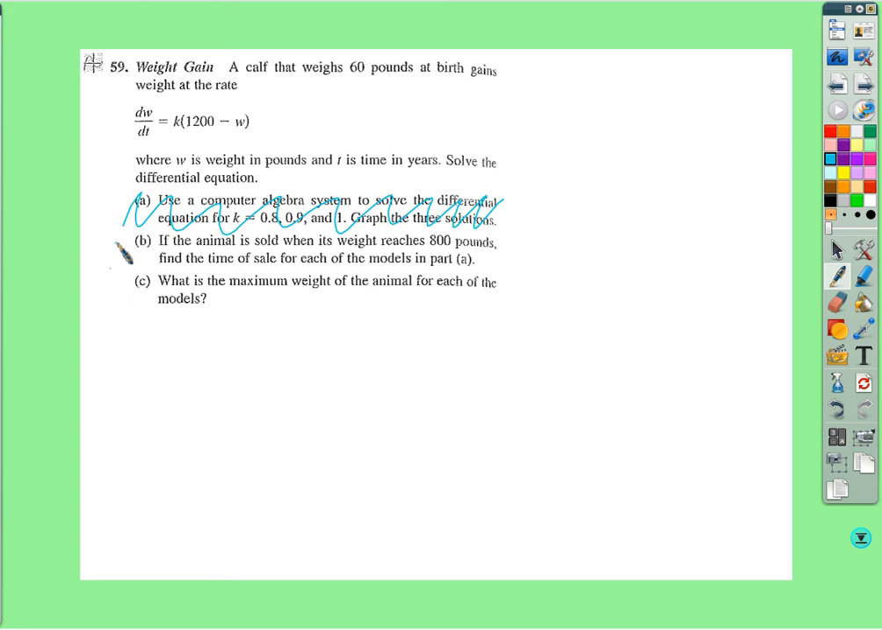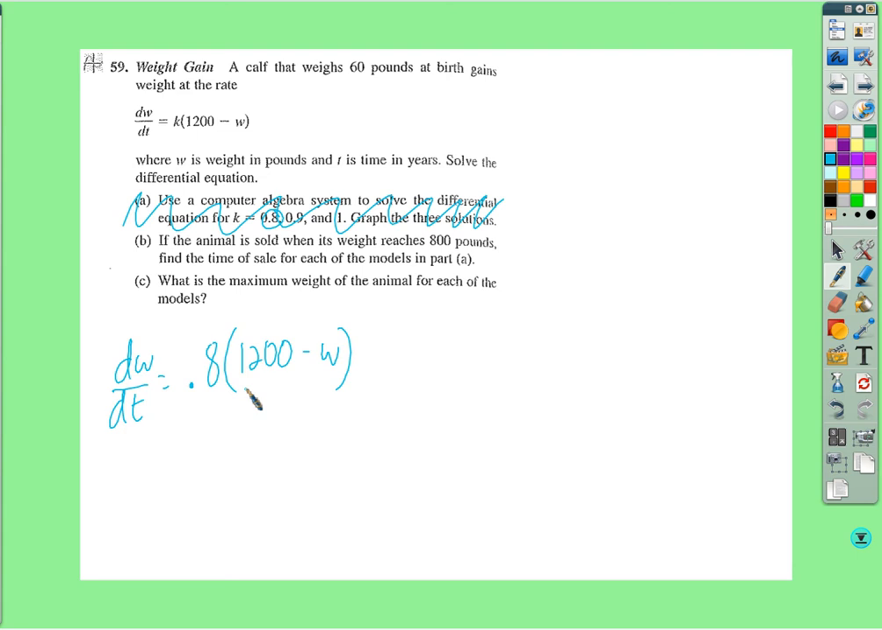If the animal is sold when its weight reaches 800 pounds, find the time of sale for each of the models in part A. We'll do it for one of them, and you can apply it to the rest, because it's the same process with different numbers. So dW/dt, the rate at which the weight is changing with respect to time, equals 0.8, let's say, plugging in that value for k, times 1200 minus W. You'll notice this number, 0.8, tags along through the problem, and so with 0.9 and with 1.